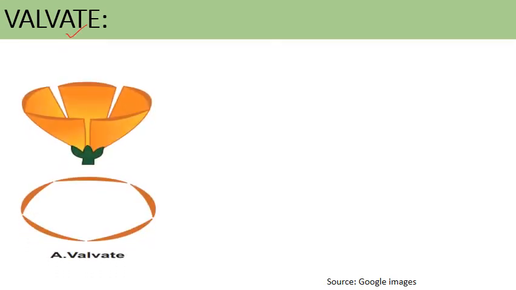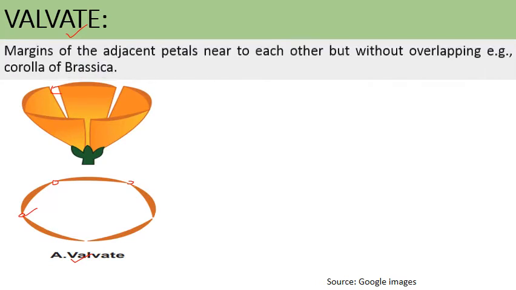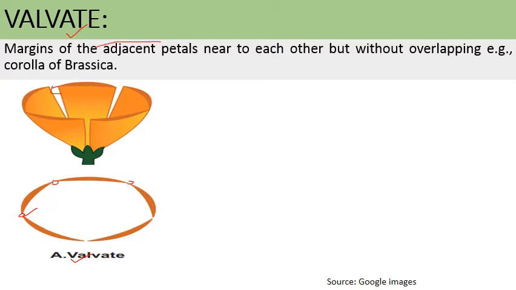In this type of estivation, the petals lie close to each other, but they do not overlap each other. जो petals हैं वो एक दूसरे के पास lie करते हैं but वो एक दूसरे को overlap नहीं करते हैं. सो इस तरह की estivation को कहा जाता है valvate estivation. हम इसमें देख सकते हैं petals के बीच में gap है थोड़ा सा, और वो एक दूसरे के पास lie करते हैं but they do not overlap each other. So margins of the adjacent petals are near to each other but without overlapping. For example we have corolla of Brassica.